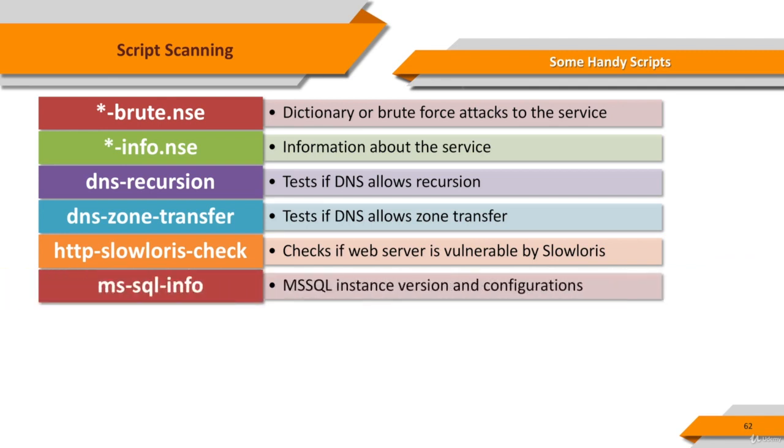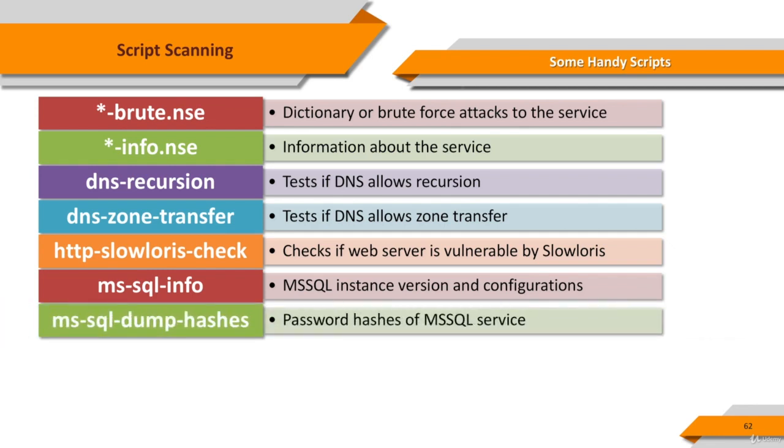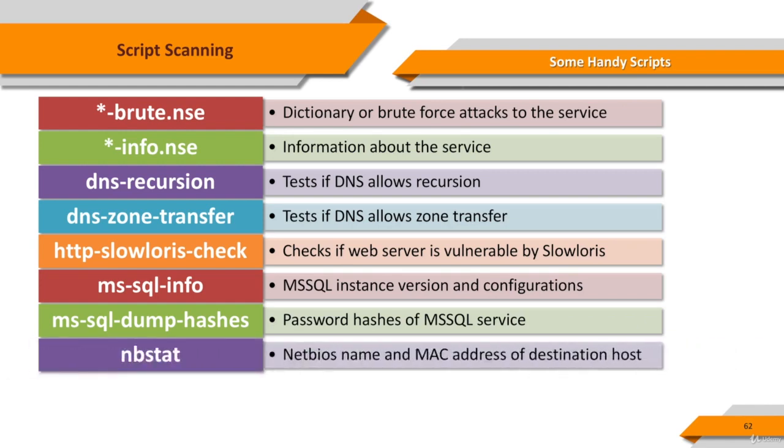MS SQL info attempts to determine configuration and version information for Microsoft SQL Server instances. MS SQL dump hashes dumps the password hashes from an MS SQL server in a format suitable for cracking by tools such as John the Ripper. NBStat attempts to retrieve the target's NetBIOS names and MAC address. By default, the script displays the name of the computer and the logged-in user. If the verbosity is turned up, it displays all the names the system thinks it owns.